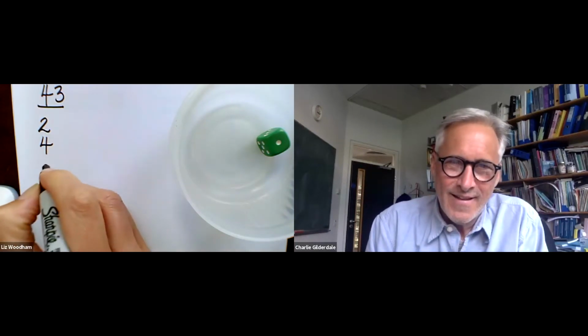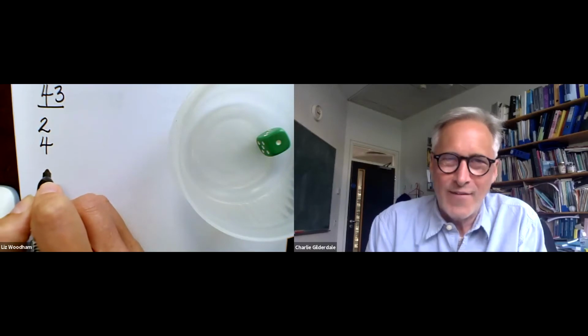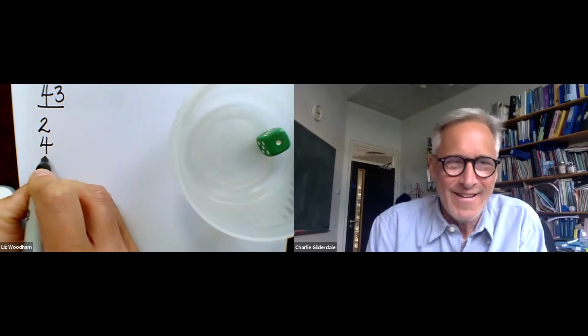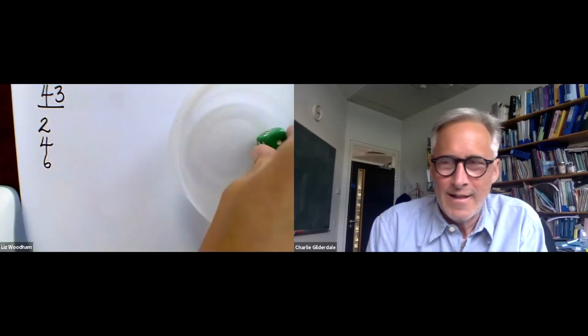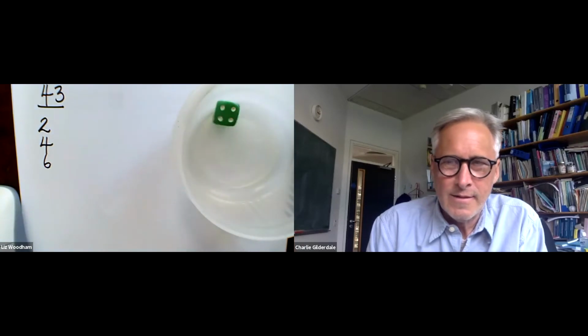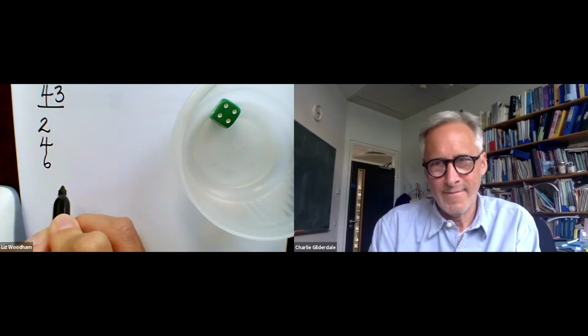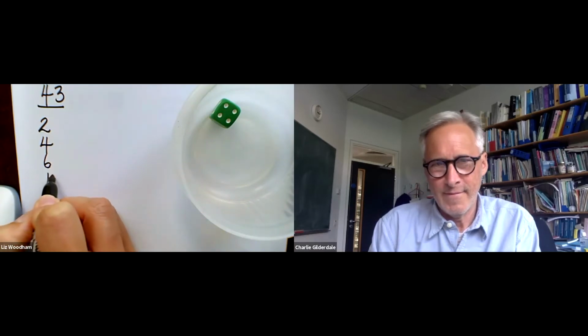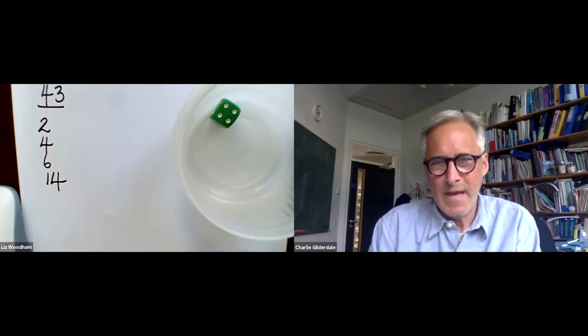Okay, 1. What are you going to do, Charlie? Well, if we're going to get to 43, I better double it. Okay. Let's see if we can get some higher numbers. 4. Oh, yeah. Okay, definitely going to double. So that's 8. 6 plus 8, 14. Charlie, do you agree? Yes.